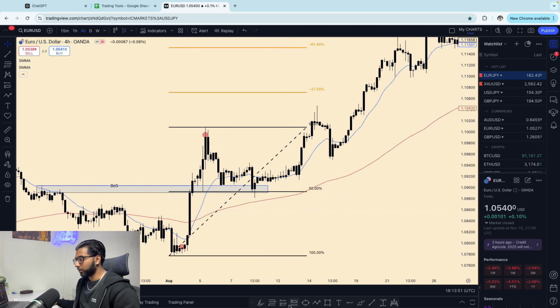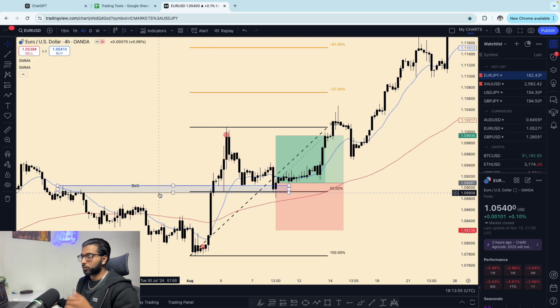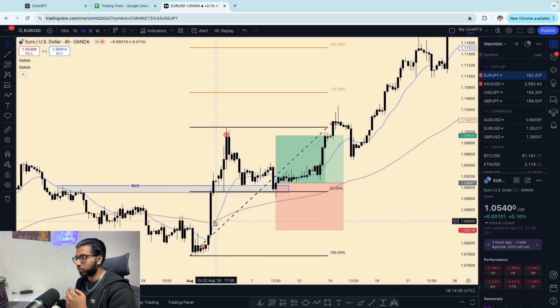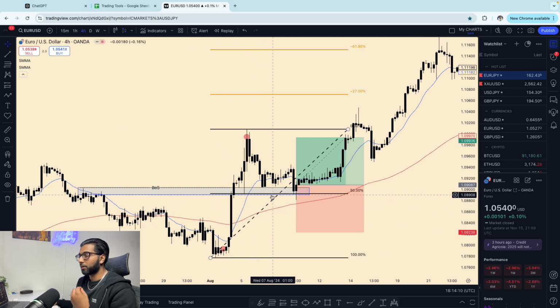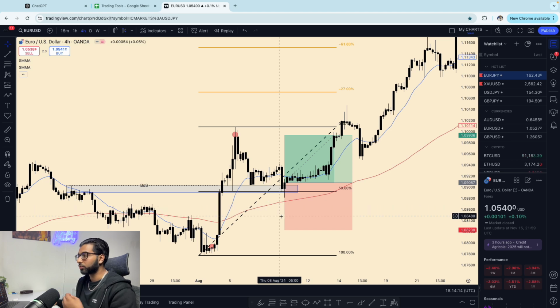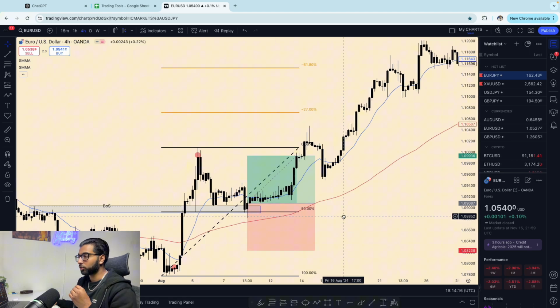Then we would enter, because why? We had one, break of structure. Number 2 was support and resistance, or area of interest. Number 3 is crossover in the moving average. Okay, number 4 is our Fibonacci retracement. Okay, so we have 4 confluences to tell us that market is going to continue up.